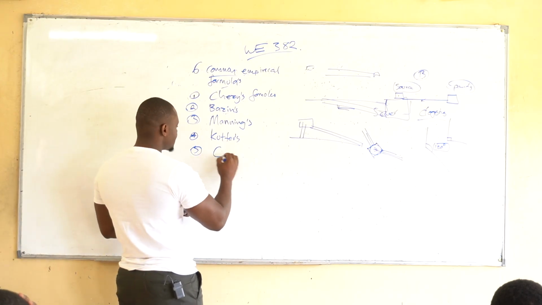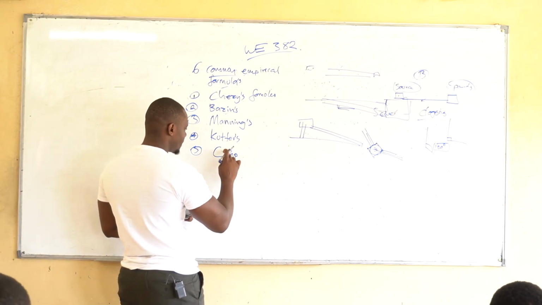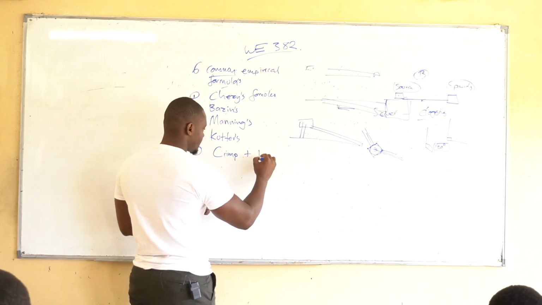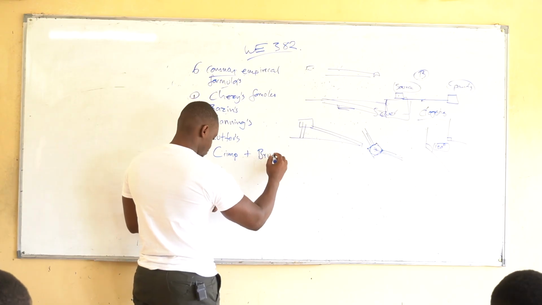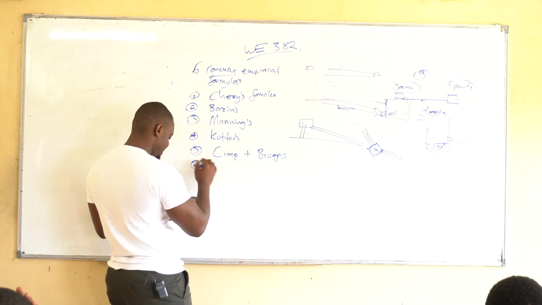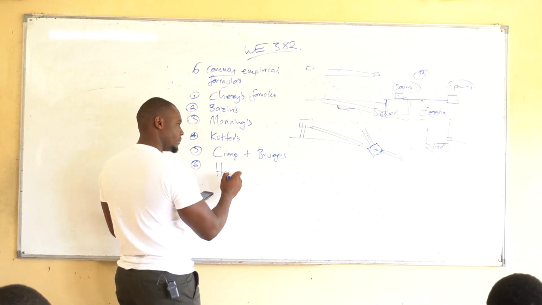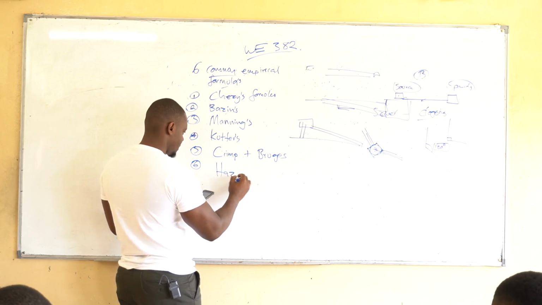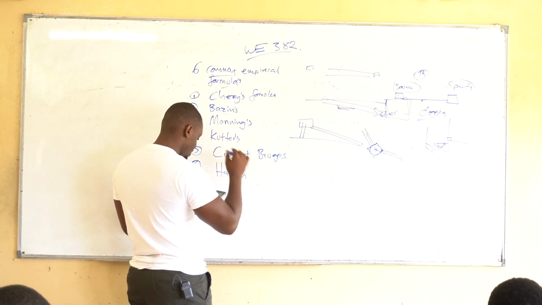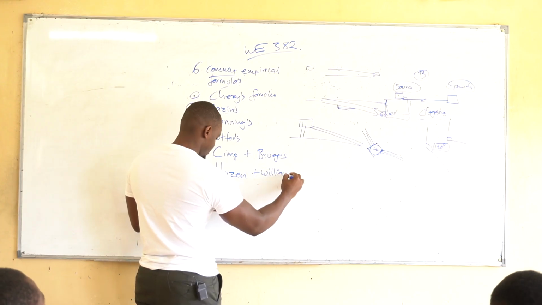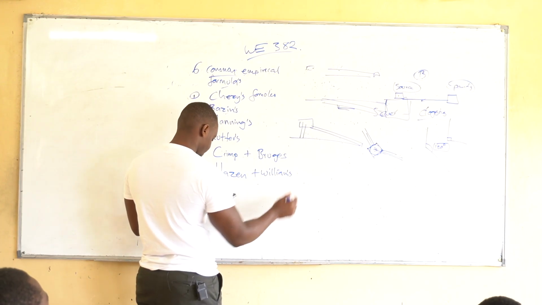The other one is Crimp and Bruges' formula. And then this other guy also, I don't know what he's doing here. I saw him in irrigation as well. Hazen and Williams. All these guys have got formulas in here.